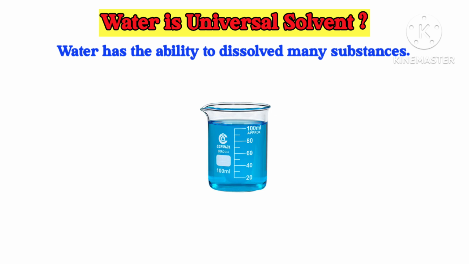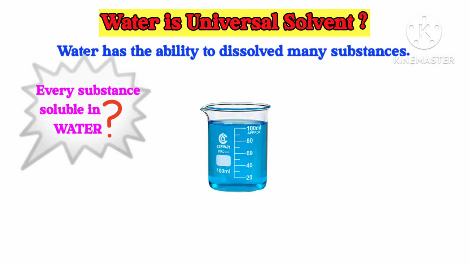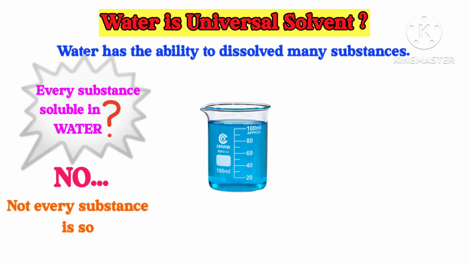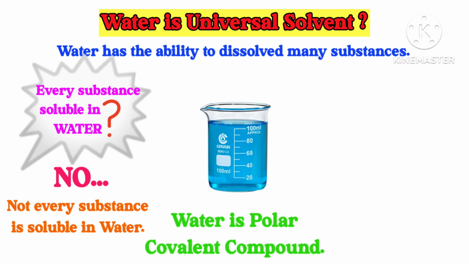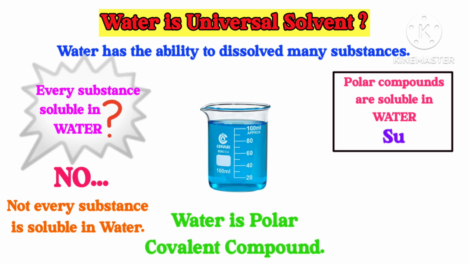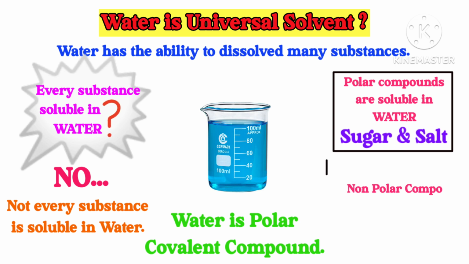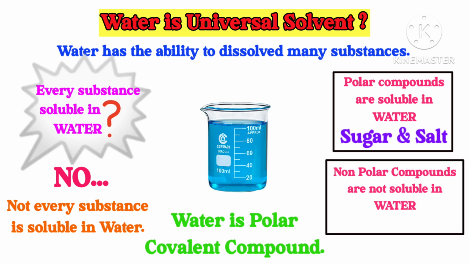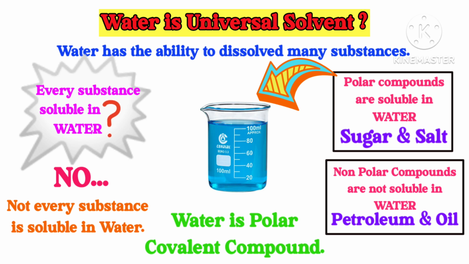Here, let me ask you, is every substance soluble in water? The answer is no. Not every substance is soluble in water. Water is a polar covalent compound. Only polar compounds are soluble in water, like sugar and salt. Non-polar compounds are not soluble in water, like petroleum and oil. Thus remember one thing, only polar compounds are soluble in water. Non-polar compounds are not soluble in water.